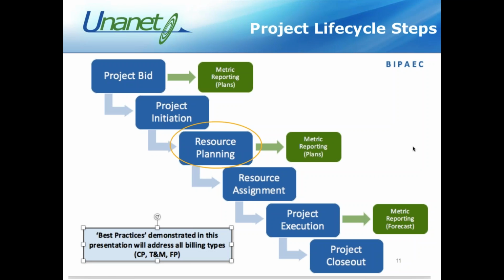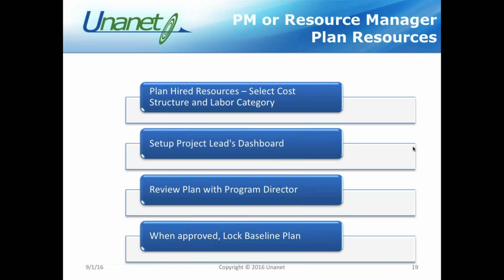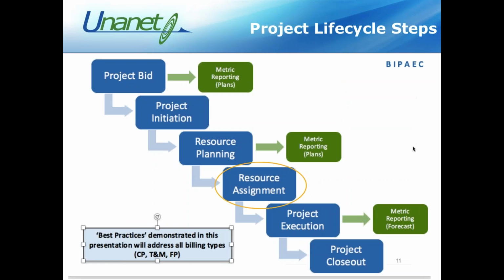And once we have that in place and everybody's in place, we can have one button and assign those people to be assigned. So again, we're hiring resources, we're selecting the cost structure to be able to associate those provisional rates. We're going to set up those labor categories that are those GSA scheduled rates that we've agreed upon for the next 5 years because we have that agreement. We're going to set up that project leads dashboard, which in your organization is that project manager. We'll review everything with our internal program director, and when we've approved that, we're going to probably lock that baseline plan so we have that baseline to be able to compare to our budgets and then our actuals.